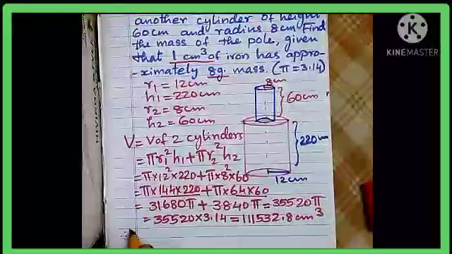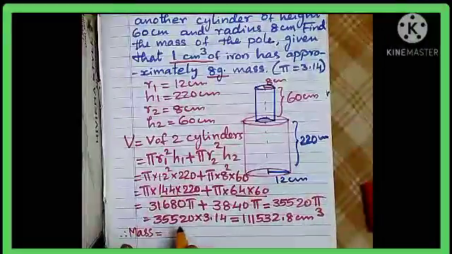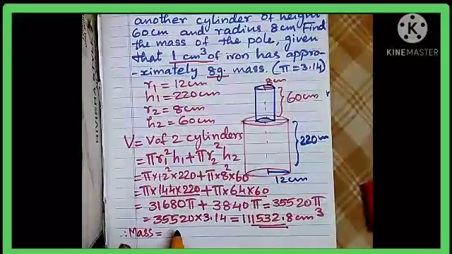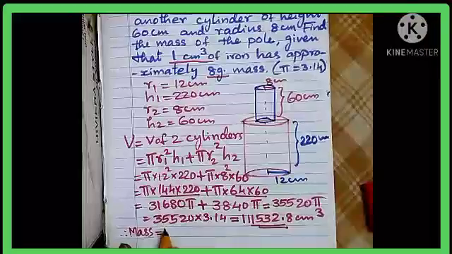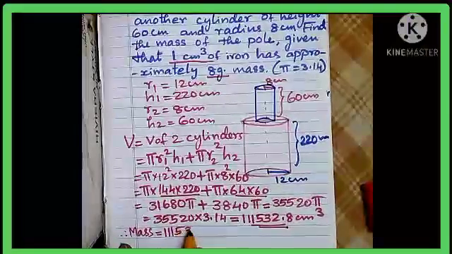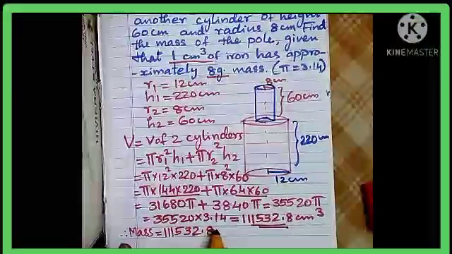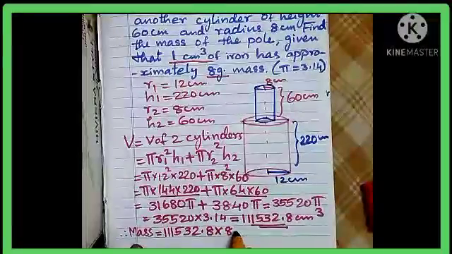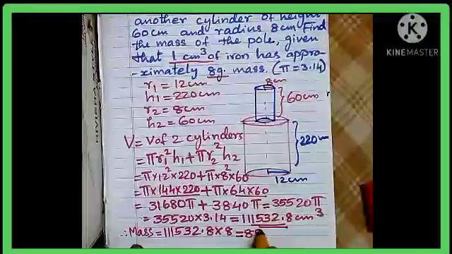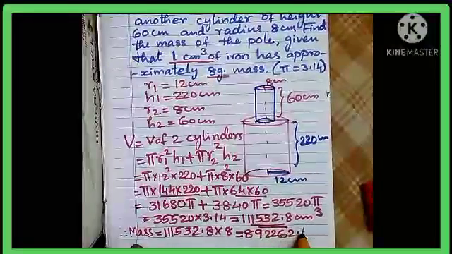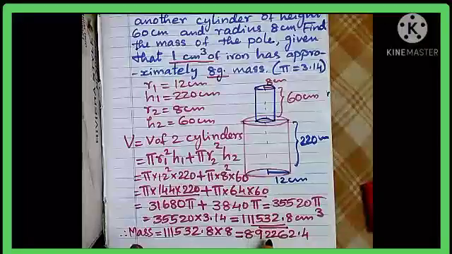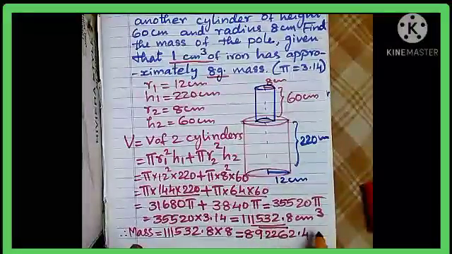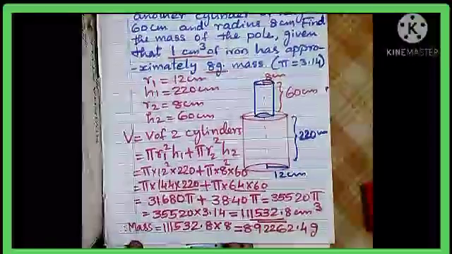Therefore, mass of the pole equal to what? The volume into 8 gram. Okay, volume into 8, that is 1,11,532.8 into 8 grams. Now, after multiplying this, what you are getting? You need to multiply this. So, here it is 8,92,262.4 grams. This much of grams.